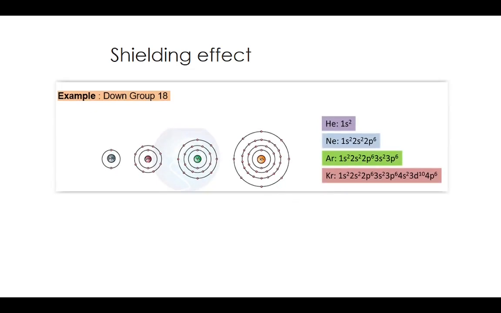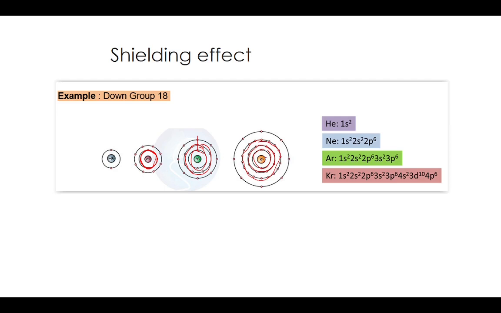So it means that the higher the number of inner electrons, the higher the shielding effect. For example, helium only has one orbit, so there is no shielding effect. When we go to neon, there is one inner orbit. For Ar, sorry, Ar, there are two. And for krypton there are three inner electron shells.